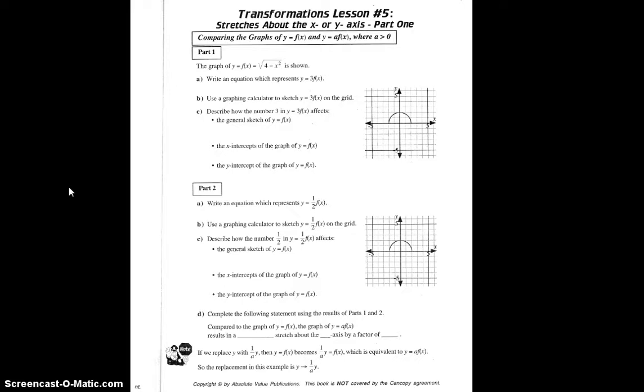Okay, so we've looked at so far translations, which is moving the graph left, right, up, down. Or reflections, which is where you take the mirror image of a graph over the x-axis, the y-axis, or the line y equals x. And now we're looking at stretches, which is literally what it is. It's where you're taking the graph and you're stretching it. And actually, you could be compressing it as well, which is stretching by a factor between 0 and 1.